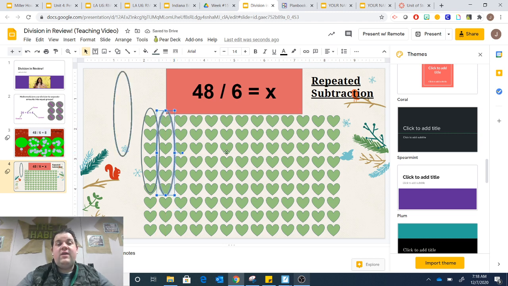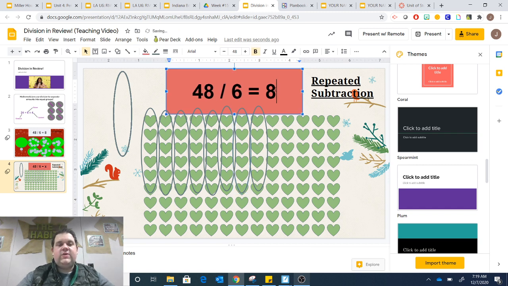Go ahead and think about what you think the answer is and type that into PlayPosit now. Okay, let's check together. There's 6, 12, 18, 24, 30, 36, 42, and 48. Now, if we count how many groups there are, we're able to decide what the quotient is. There's 1, 2, 3, 4, 5, 6, 7, 8 groups. So if you typed in 8, you're absolutely correct.